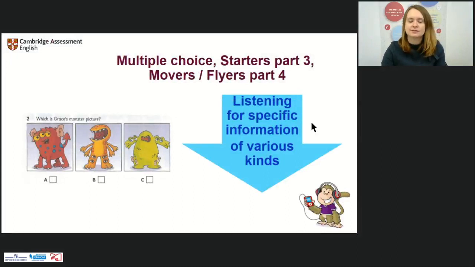Another type of listening task is going to be multiple choice, which is for starters part 3, and for movers and flyers is going to be part 4. So in this type of task, they need to listen to specific information of various kinds. So what do you think? What kind of information do they need to listen to? Have you got any ideas here? And if you have, could you please write them in the chat? What kind of specific information do we need?